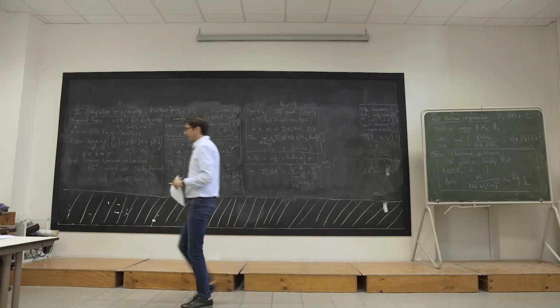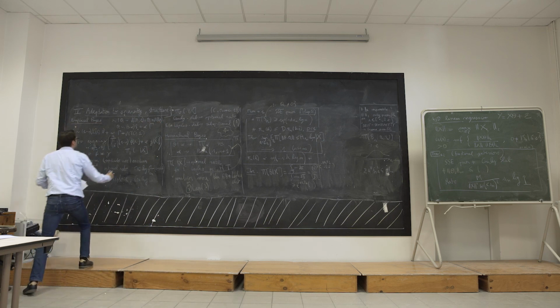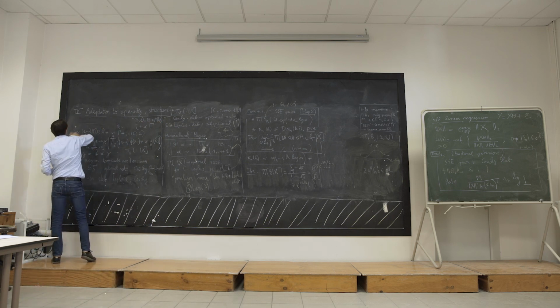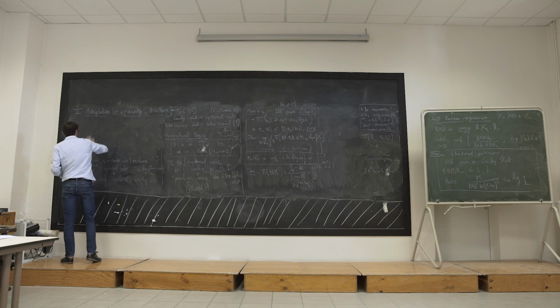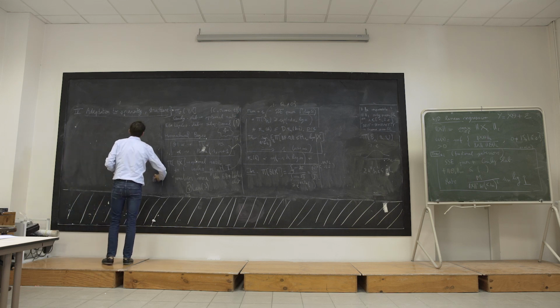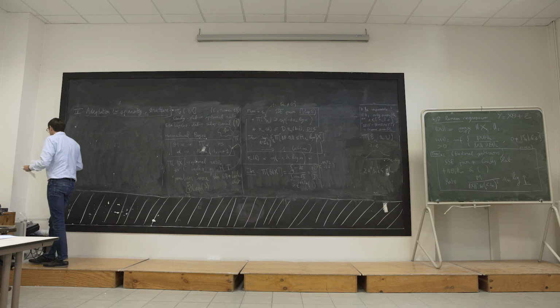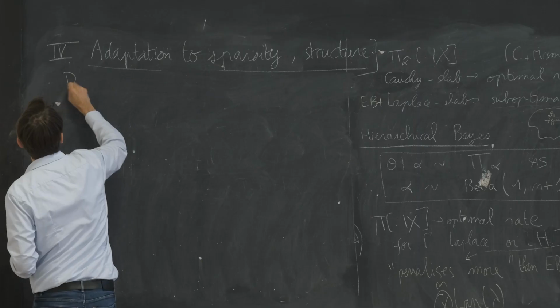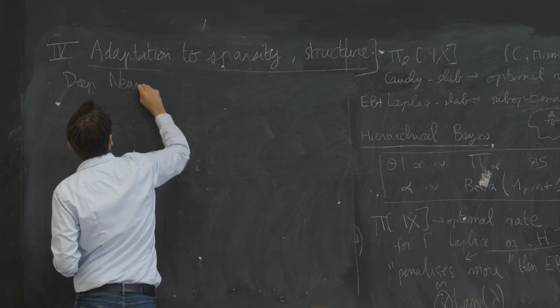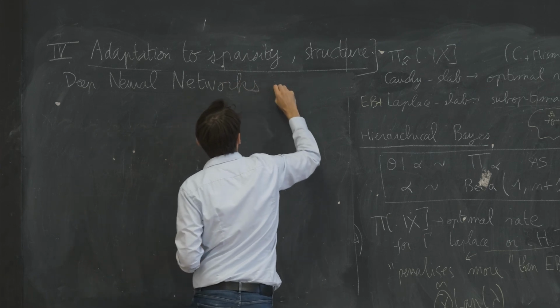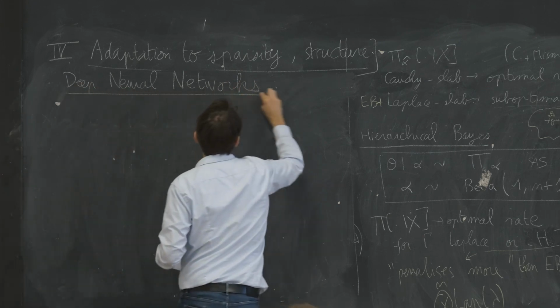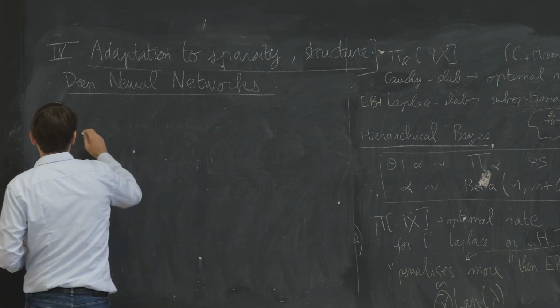Okay, but in the remaining time, let me go to another type of parameter, which is what I call a structure parameter, and that arises in the setting of deep neural networks. Again, I'll discuss mostly the ideas, and you can have a look at the notes.